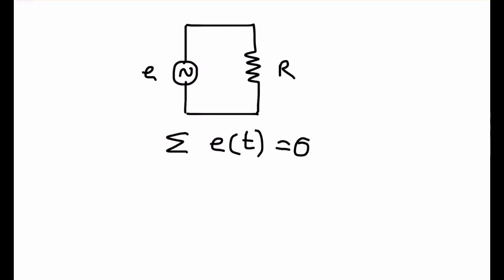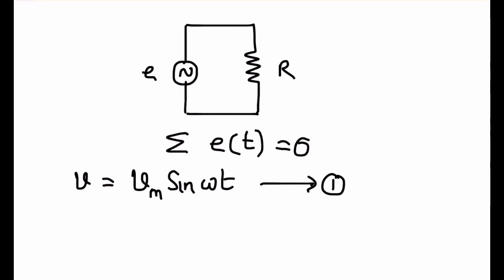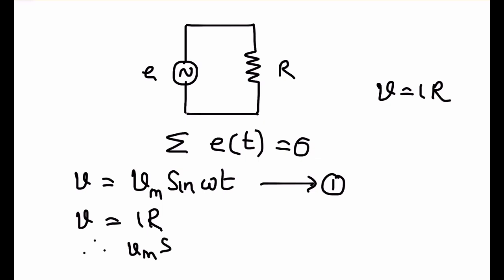Then what is the applied voltage? V is equal to Vm sin omega t. That is the applied voltage. Let it be equation number 1. Now completely applied EMF appears across the resistance. Therefore, voltage across the resistance, according to Ohm's law, V is equal to IR. You all know that. Therefore let us equate it. V is equal to IR. Therefore Vm sin omega t is equal to I into R. So let it be equation number 2.